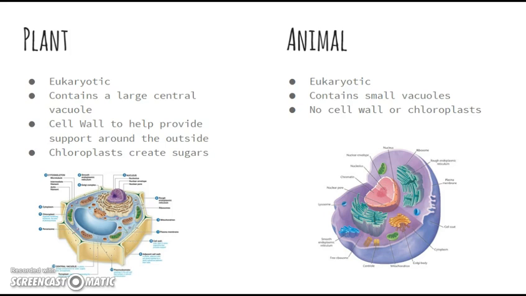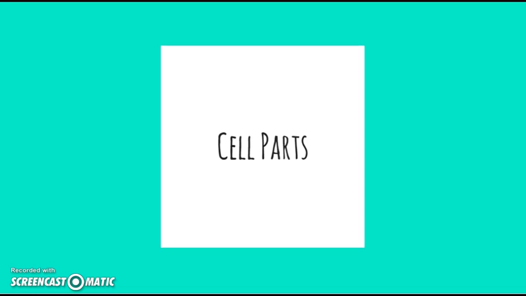And the plant cell is also going to have chloroplasts to help create sugars. The animal cell contains small vacuoles, but not a very large one like the plant. But it contains no cell wall or no chloroplasts. Now the cell parts. Cell parts are called organelles, like little organs, and they all have functions.